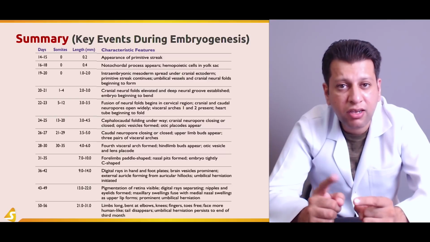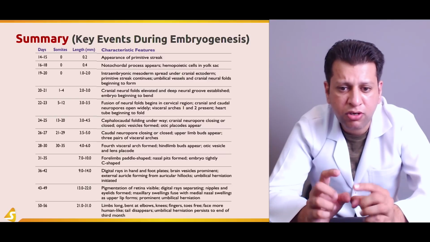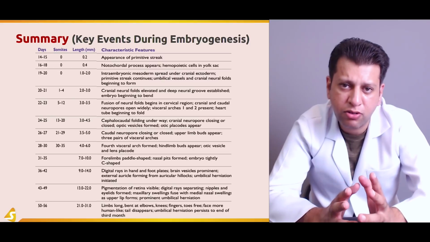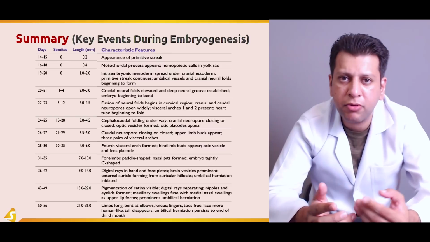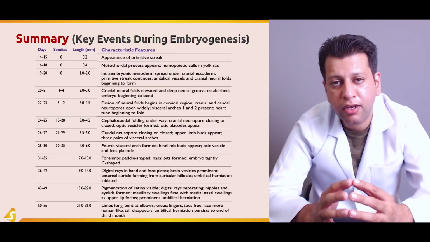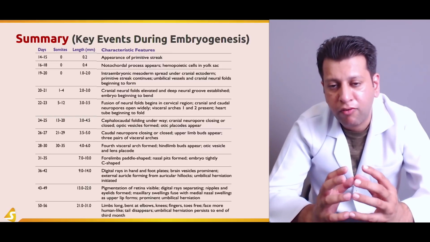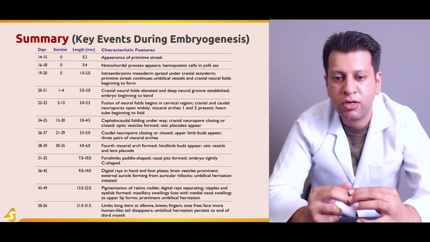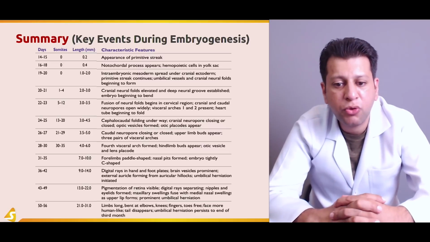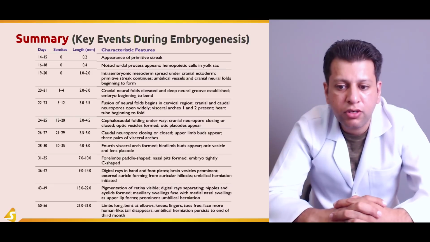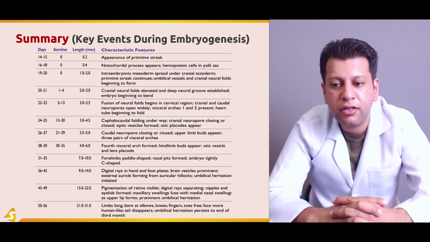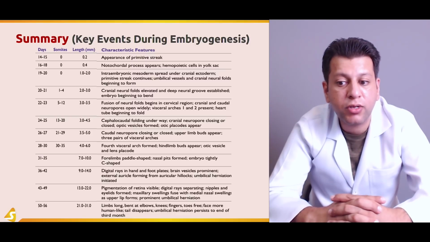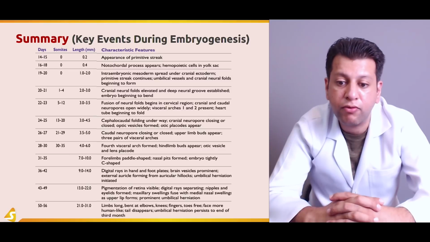Now, all this is going on and on. It does not occur that first one thing occurs, neurulation occurs, and then the next thing starts. Everything is happening side by side. But to make it easier to understand, we take up one thing at a time. At 22 to 23 days, fusion of the neural folds begins in the cervical region, and the cranial and caudal neuropores open widely. Visceral arches 1 and 2 are present, and the heart tube begins to fold.